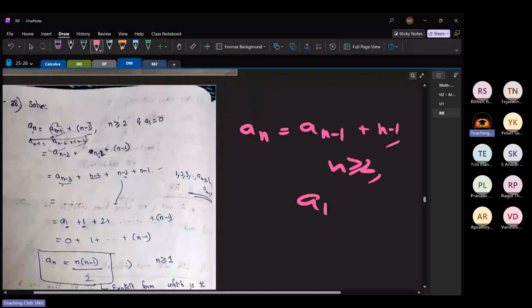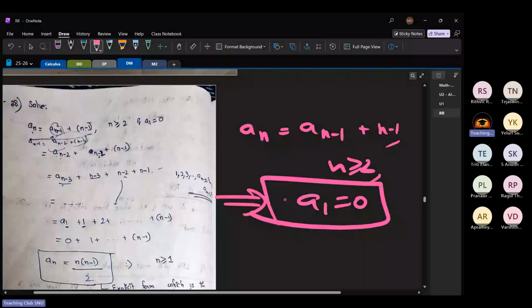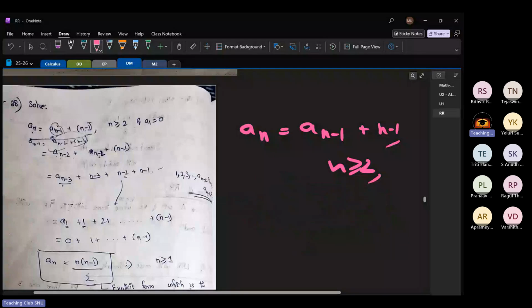Next, what happens here? a_n is calling a_(n-1) and adding (n-1). So what will be a_(n-1)? Substitute n-1 in terms of n. So a_(n-1) would be a_(n-2) plus (n-2). Then a_(n-2) would be a_(n-3) plus (n-3). So let's substitute this there. It will give you a_(n-3) plus (n-3) plus (n-2). Agreed?